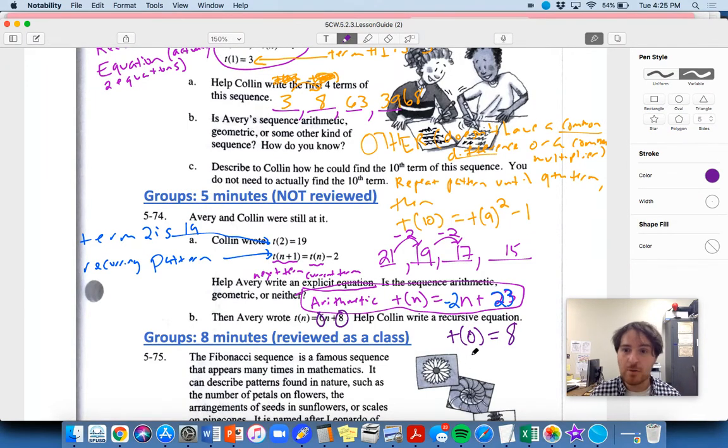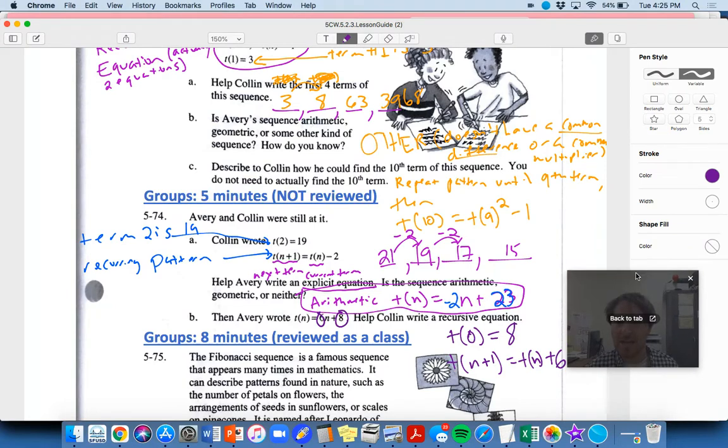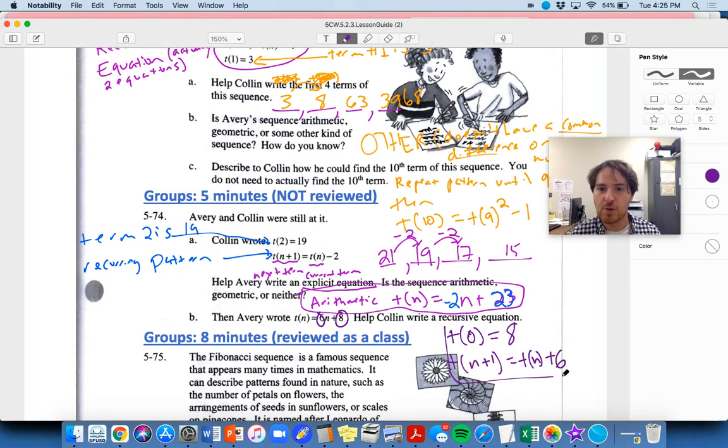So T of 0 is 8. That's the easiest way to do it, is to use term 0. And then to get the next term, 0 plus 1 is 1, right? So how do I get term number 1, for instance? Well, I would take the current term, here 8, and what would I do? I would add 6 to it. Add 6 to it, and there it is. There is your recursive equation, okay? How many equations did I need?